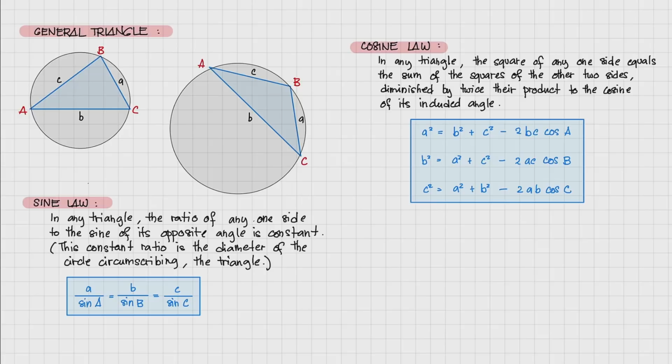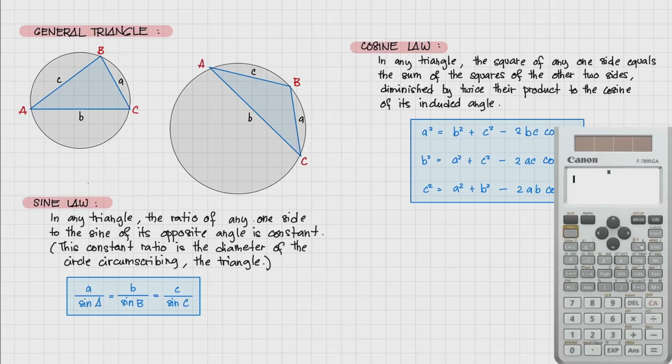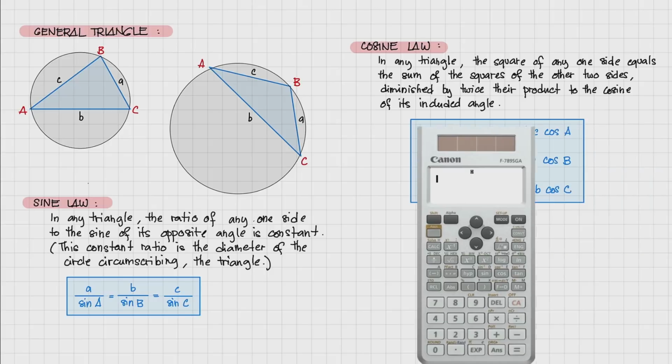So, let me just bring up our calculator. Give me a minute. Or give me a second. So, ayan. Wait lang. So, ito yung calculator natin.